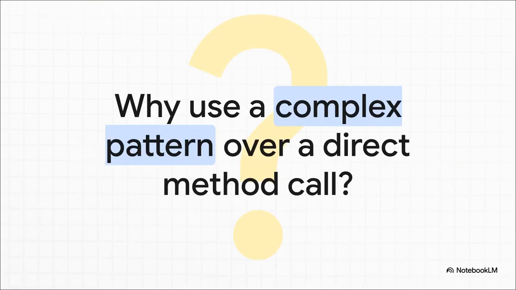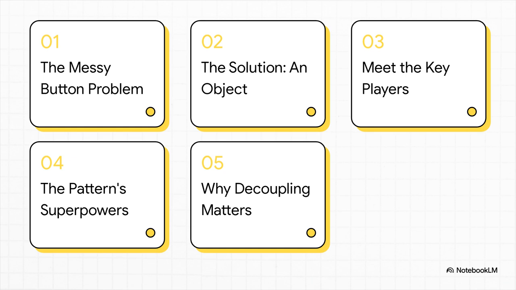But let's just get the big question out of the way right now, because I know you're thinking it. Why go through all this trouble? Why wrap a simple action in an object when you can just call a method directly? It seems like overkill, right? Well, it's a totally fair question, and I promise you, by the end of this, you're going to have a really clear answer. So, here's our game plan.